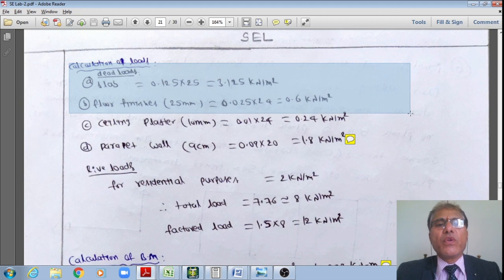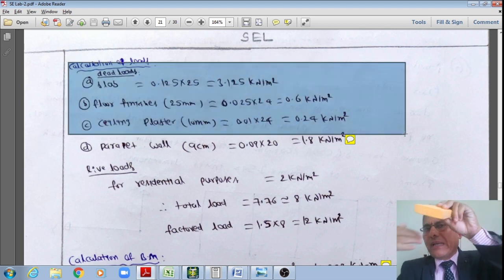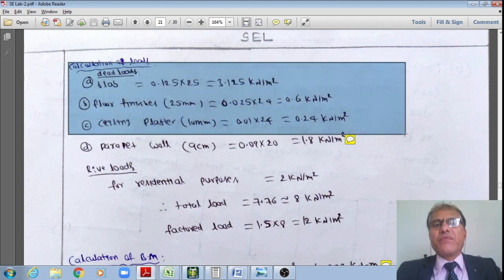Next one is the floor finishes. Assuming 25 mm floor finishes, I do have the unit weight of these floor finishes, that of the PCC, assuming at the rate of 24 kN per meter cube, that multiplied by 0.025 works out to 0.6 kN per meter square. And also assume that 10 mm thick ceiling plastering is done to the ceiling. Therefore that multiplied by 0.01 multiplied by 24 works out to 0.24.